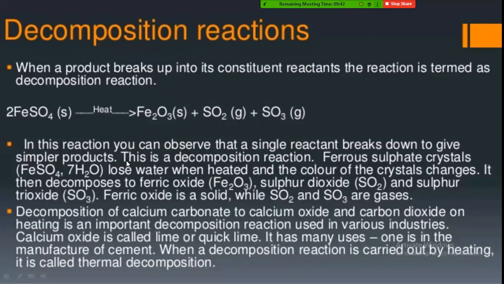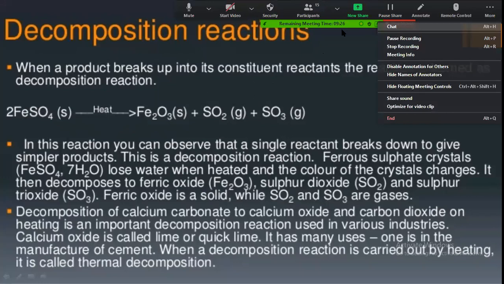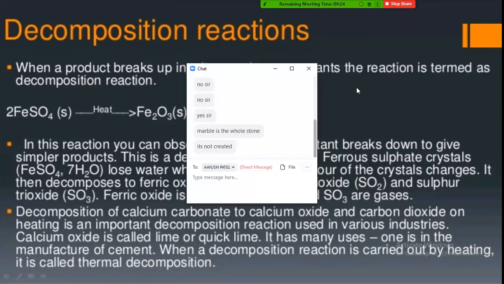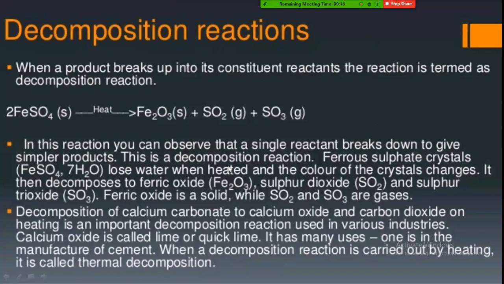Now is this a balanced reaction? Check it out. Is it a balanced reaction? Yes or no? Yes, it is. Very good. Is it a yes? Anyone? Is it a balanced reaction? Yes or no? अरे भाई जवाब तो दे दो. Yes. Thank you. Right? So decomposition of calcium carbonate, CaCO3.